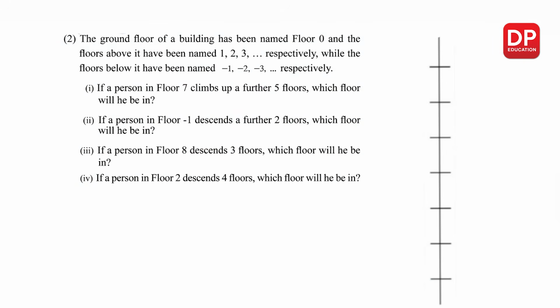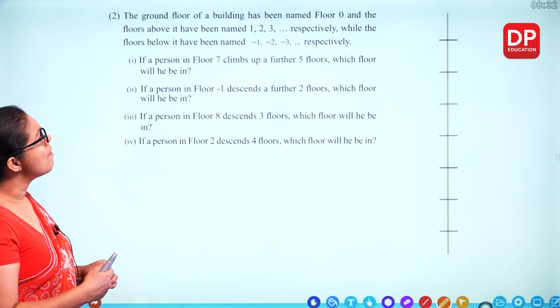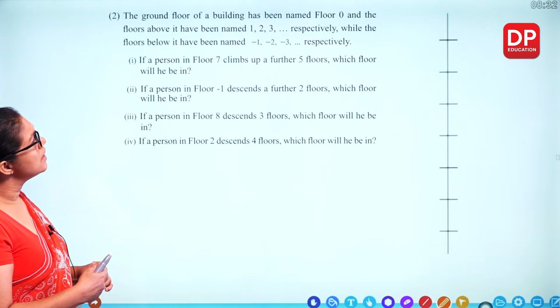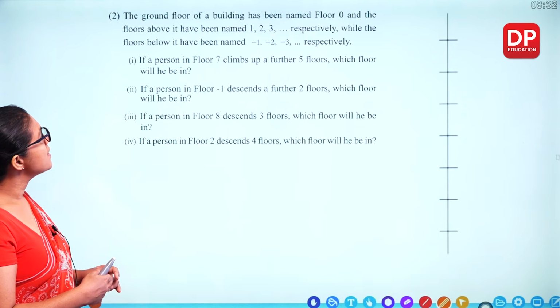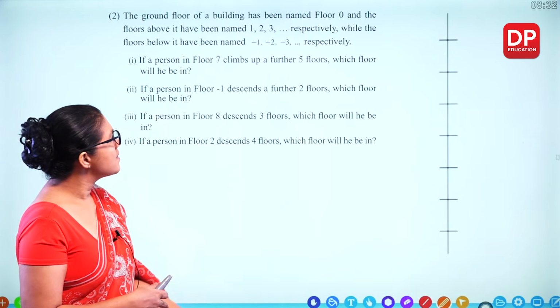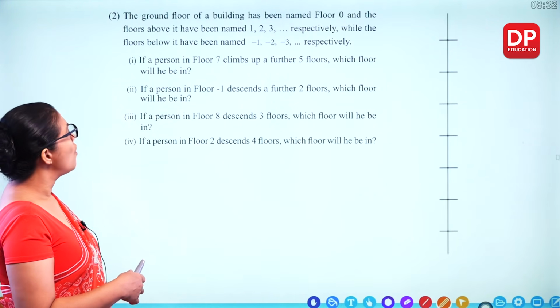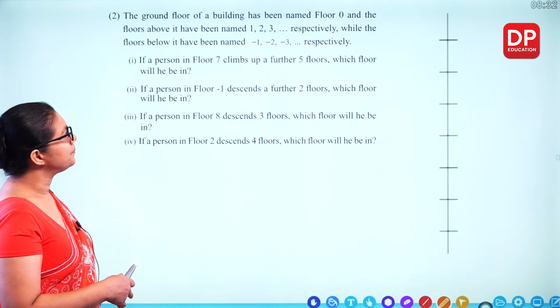Question number 2. The ground floor of a building has been named floor 0 and the floors above it have been named 1, 2, 3 respectively, while the floors below it have been named -1, -2, -3 respectively. If a person in floor 7 climbs up a further 5 floors, which floor will he be in? If the person in floor -1 descends a further 2 floors, which floor will he be in?